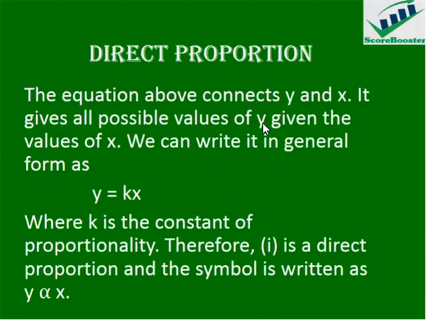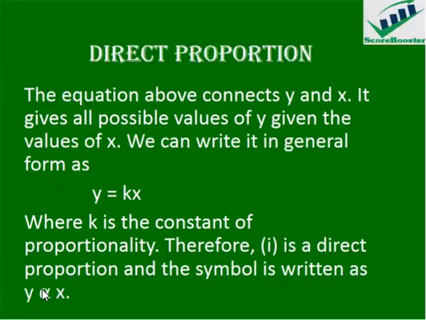above connects y and x. It gives all possible values of y given the value of x. So we can write it in general to be what? y equals kx. If we relate this with the previous equation, the first equation, y equals 100x, we know that k will be equal to 100, and we call that k the constant of proportionality. So therefore it is a direct proportion, and it is written in this symbol.